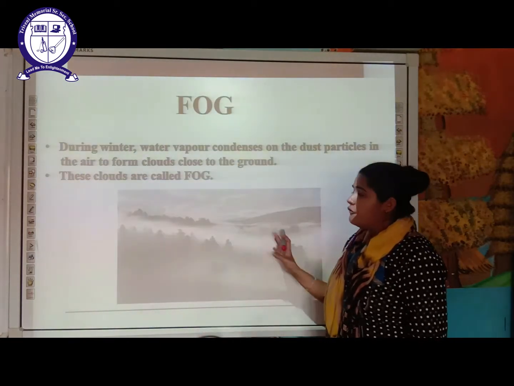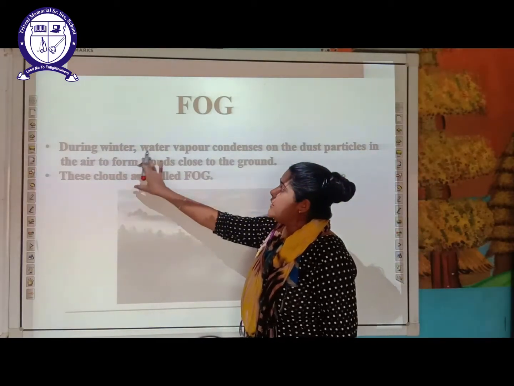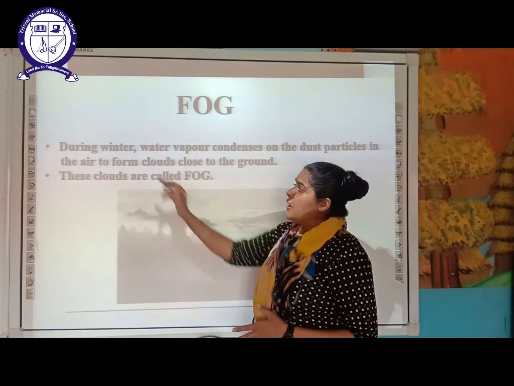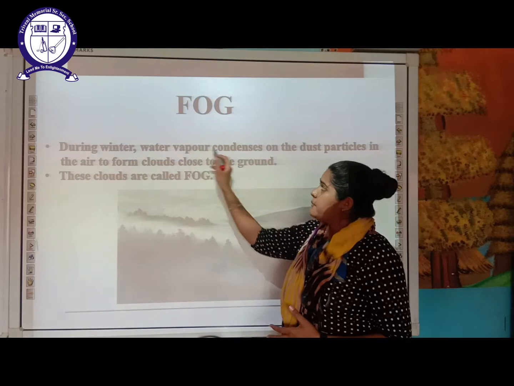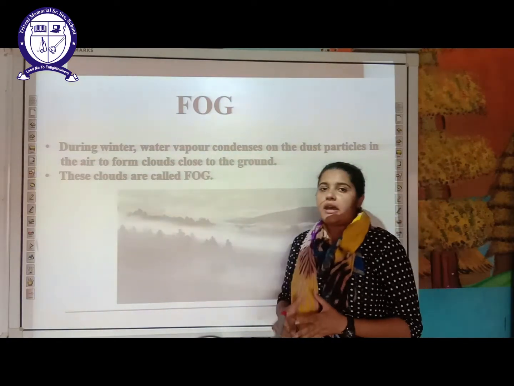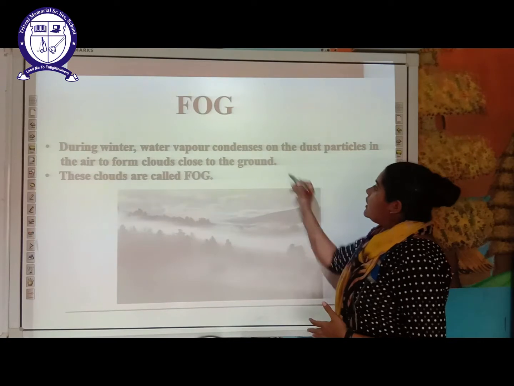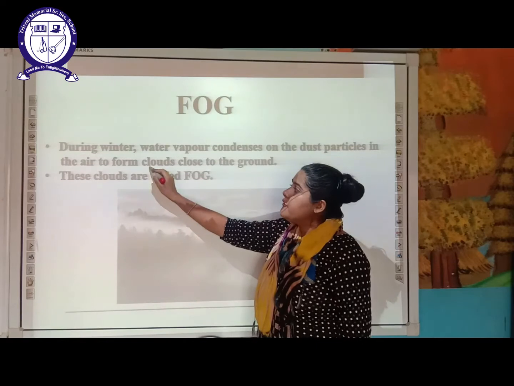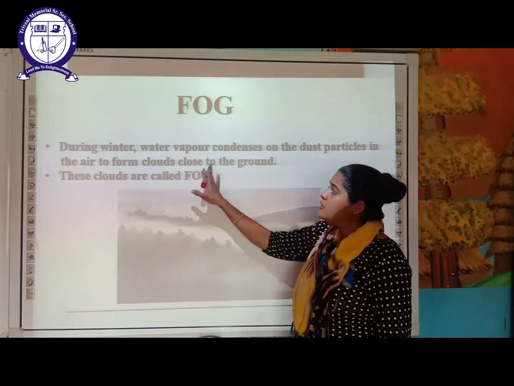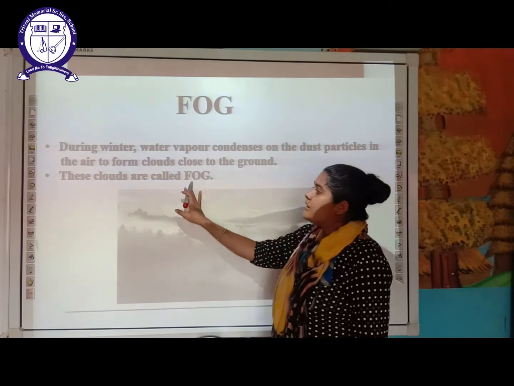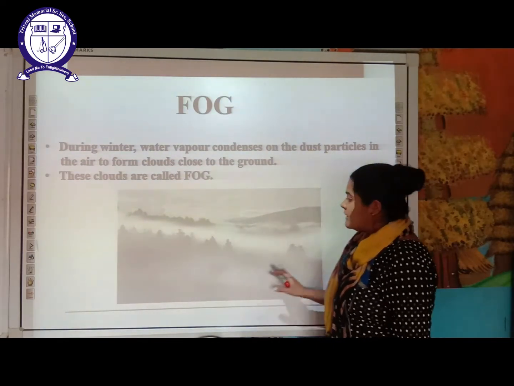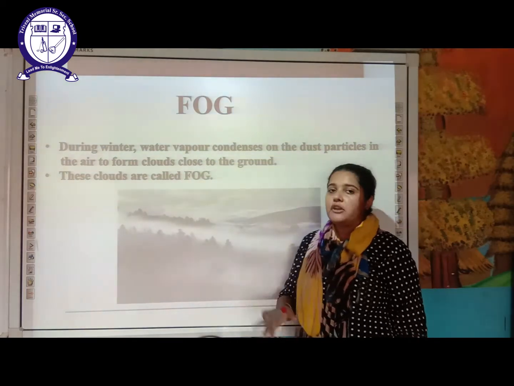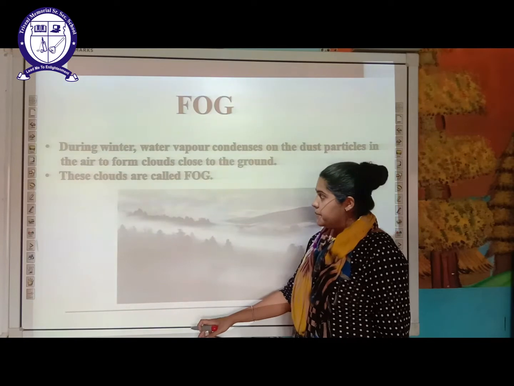Next, fog. During the winter, the water vapor condenses on the dust particles. So what happens? When the winter season is there, this water vapor will condense on the dust particles. In the air, dust particles are present. So the water vapor will condense on these dust particles in the air, and it will form clouds. Those clouds which are formed close to the ground are called fog. You can see here in the trees, this is wholly covered with fog. So this is also a phenomenon of condensation.